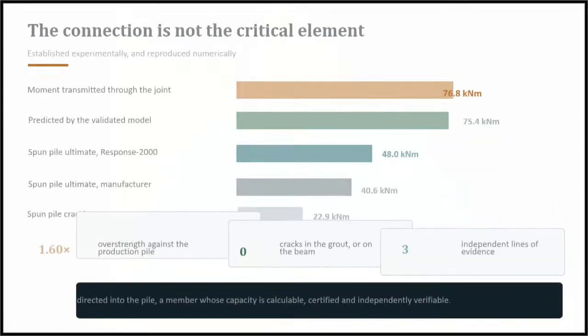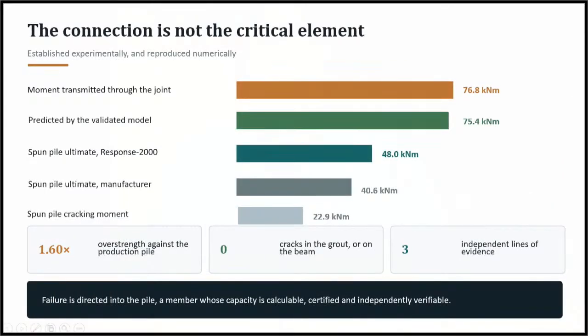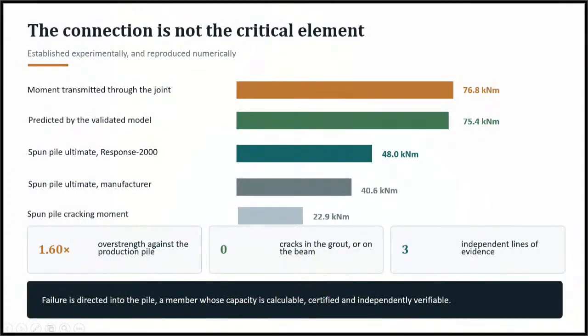So just to give you an idea, the moment that was transmitted through the joint was around 76.8 in the experiment. By the model, it was around 75.4 kilonewton meters. And by looking at the response, the design of this pile that the manufacturers are using, we found it around 40.6 kilonewton meters. And the spun pile was again modeled in Response 2000 to give further validation. It was around 48 kilonewton meters. So it is 1.6 times the strength that we expected.